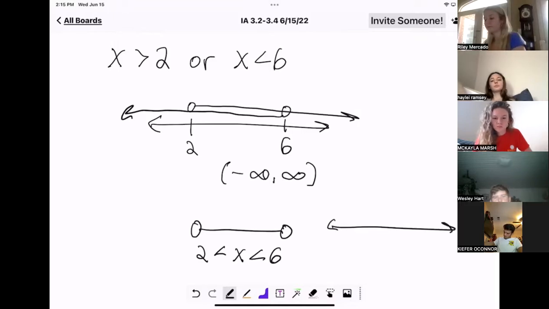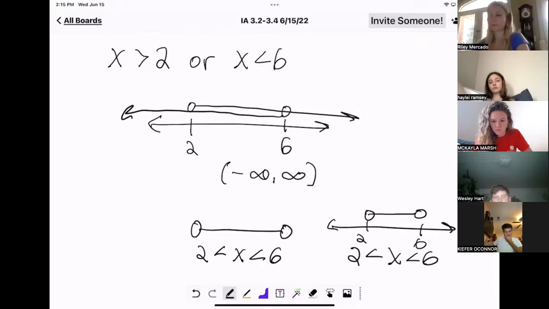So if I had this problem, 2 is less than x is less than 6, there's my 2, there's my 6, then I got that. It's everything in between. This is saying everything less than 6 and everything greater than 2. And what happens, they overlap and they become everything. But don't worry about that problem. That won't be on the test.